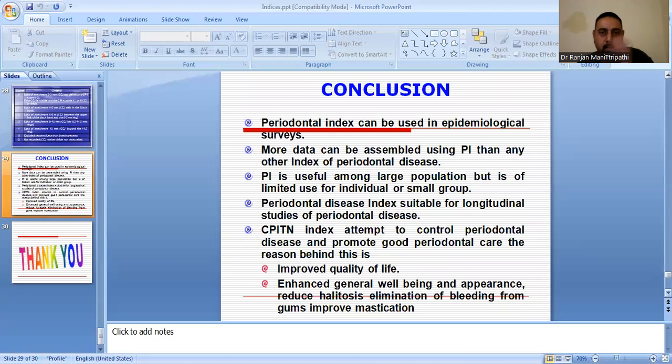The conclusion is that the periodontal index can be used in epidemiological surveys. More data can be assembled using PI than any other index of periodontal disease. PI is useful among large populations but is of limited use for an individual or a small group. The periodontal disease index is suitable for longitudinal studies of periodontal disease. The CPITN index attempts to control periodontal disease and promote good periodontal care, and the reasons behind this are to improve quality of life, enhance general well-being and appearance, reduce halitosis, eliminate bleeding from the gums, and improve mastication. Thank you.